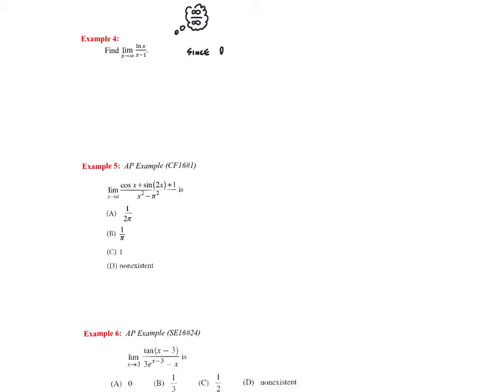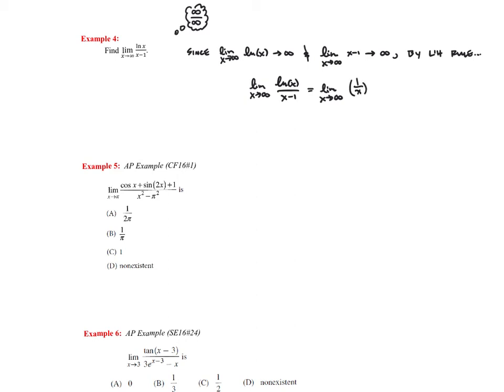Since the limit as x approaches infinity of ln of x heads to infinity, and the limit as x approaches infinity of x minus 1 trends to infinity as well, then by L'Hopital's rule, do as I say, not as I do. I had to abbreviate for spacing. Then the limit as x approaches infinity of ln of x over x minus 1 will be equivalent to the limit as x approaches infinity of 1 over x over 1.